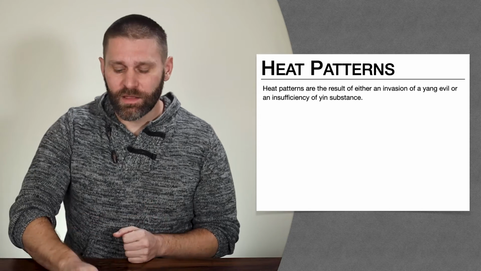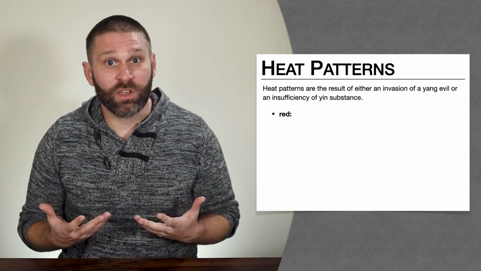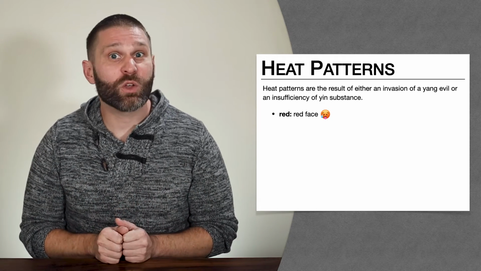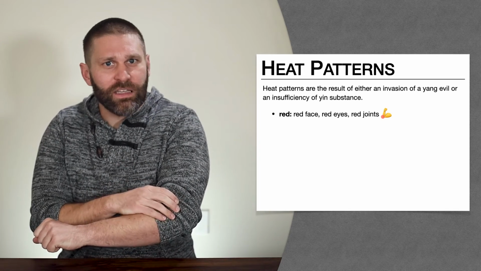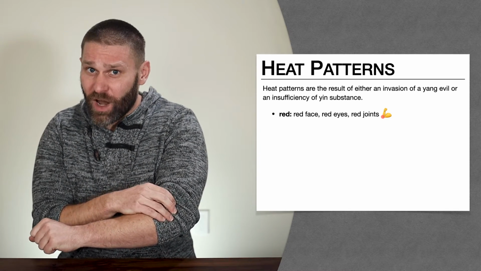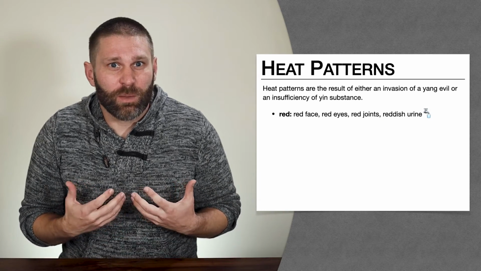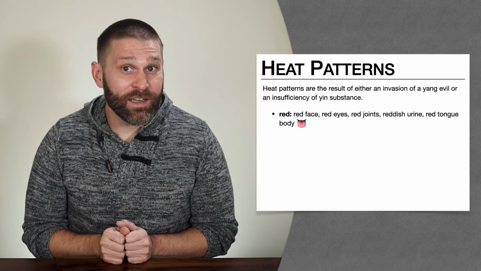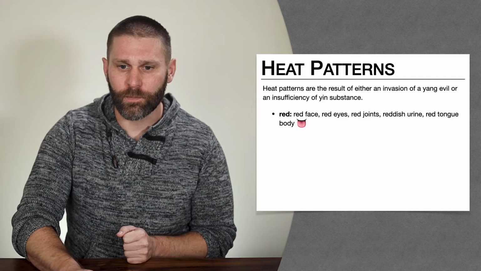So what does heat look like in the body? Well, the color of heat is red. Just like if you get sunburned, you turn red. So we might see a red face, red eyes, red joints. If we have joint pain due to heat, it's going to be swollen, red, and warm to the touch. Reddish urine, here we just sometimes say dark urine, but it means dark reddish. And a red tongue, and here we're talking about the body of the tongue.